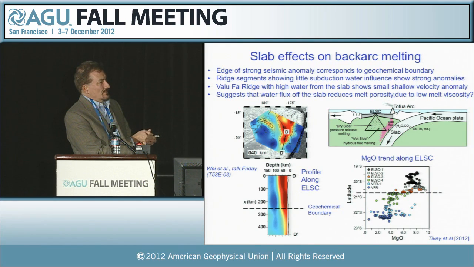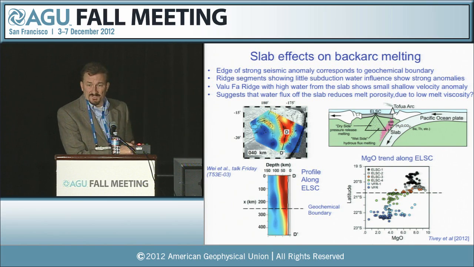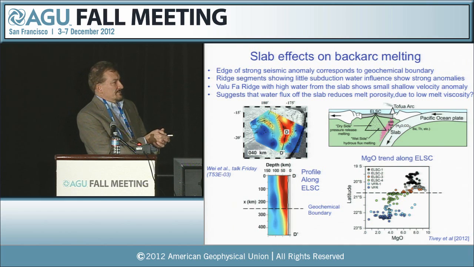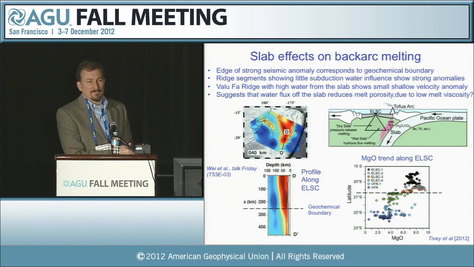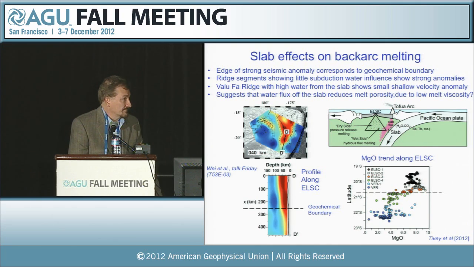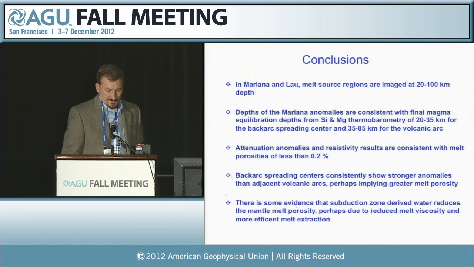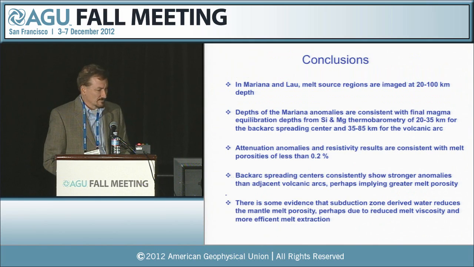And we're seeing a much smaller seismic anomaly to the south, and this must be related to this transition along the eastern Lau spreading center, probably due to the fact that you're flushing the southern region with water, which may reduce the melt viscosity and cause the melt to be extracted much more efficiently. But my student Sean Wei will talk further about this on Friday afternoon for those of you that are still around. So these are the conclusions, and you can read them because I'm over time.